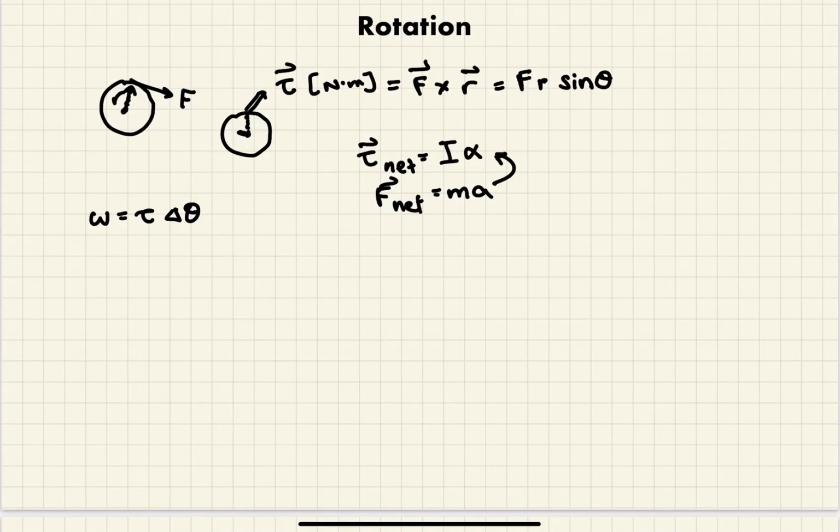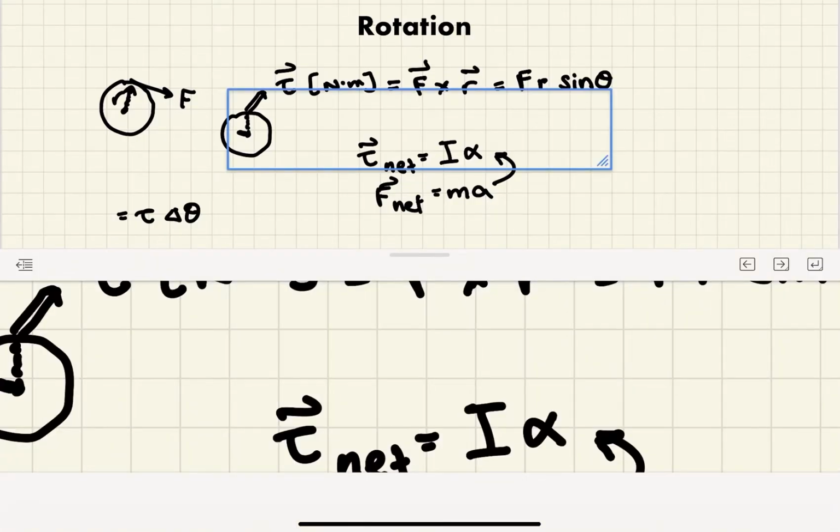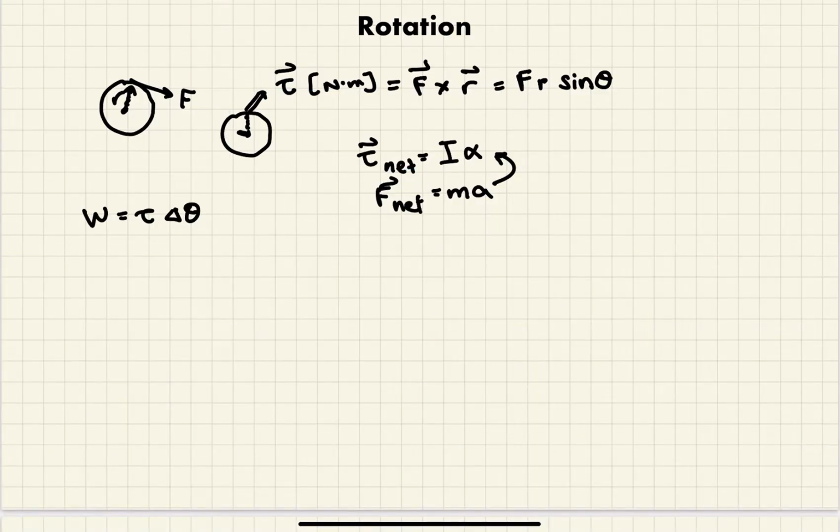Very simple. And I should probably write this with a capital W, because I don't want to confuse it with angular velocity, which is omega. So work is equal to tau times angular displacement. If torque and angular displacement have the same direction, it's positive work. Opposite direction is negative work. Perpendicular is zero work. Now, if you have a variable torque, just like with variable forces, work is equal to the integral from the initial angular position to the final one of torque d theta.